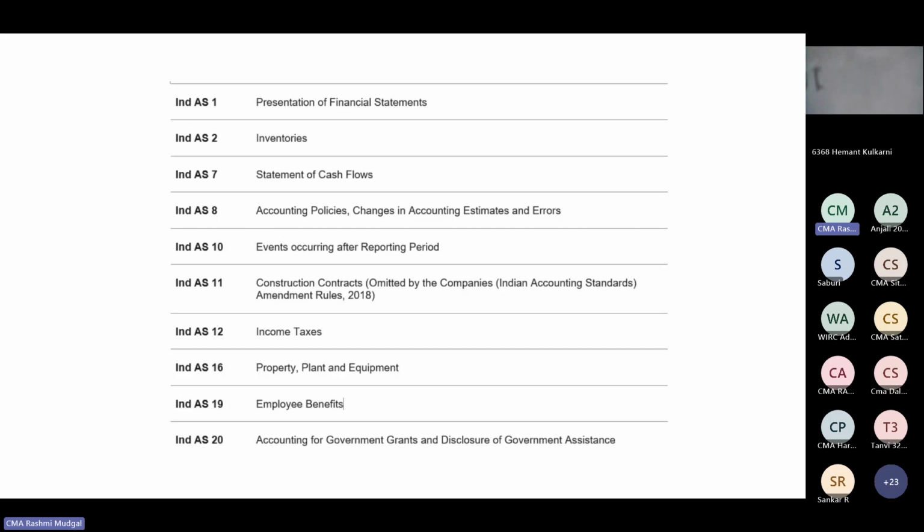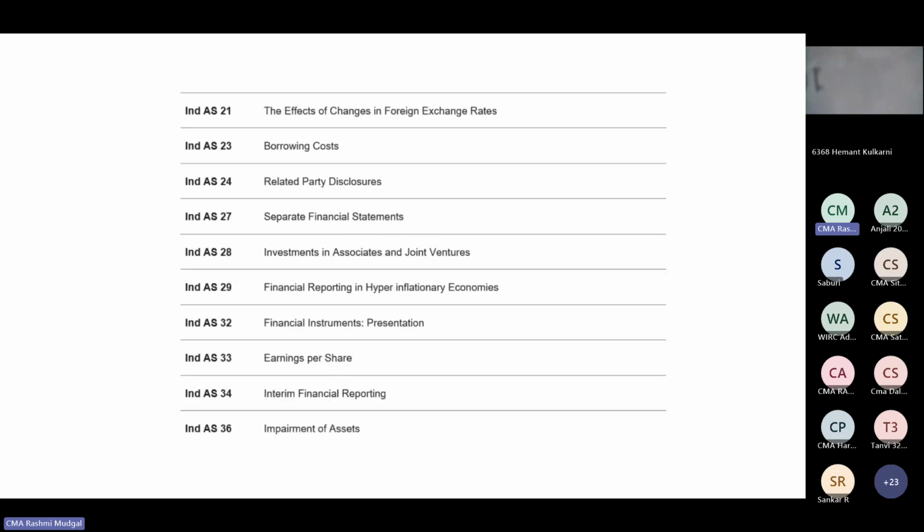Ind AS19 is employee benefit. There are long-term benefits and short-term benefits, which are also taken care of by this Ind AS. In Ind AS20, accounting of government grants and disclosure of government assistance. How the government assistance is given, as per sales, revenue, expenses, or maybe for an asset, how to record that and how to recognize that will be taken care of by Ind AS20.